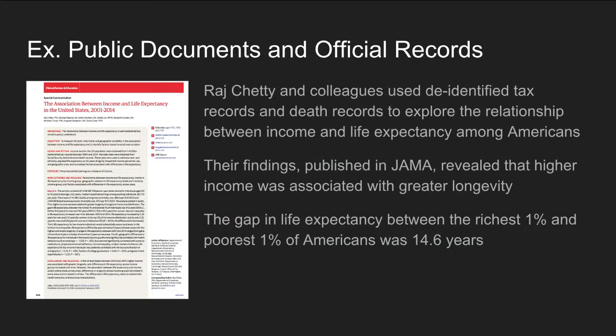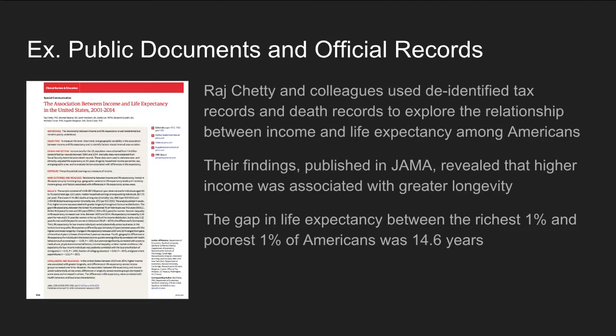An example of research using public documents and official records was a study conducted by Raj Chetty and his colleagues, in which they analyzed the association between income and life expectancy in the United States over a 14-year period. What was interesting about the study is that the main sources of data for their analysis included de-identified tax records and death records. So these are data that were produced by requirements set by government agencies, but they used these data to explore the relationship between income and life expectancy among American adults.